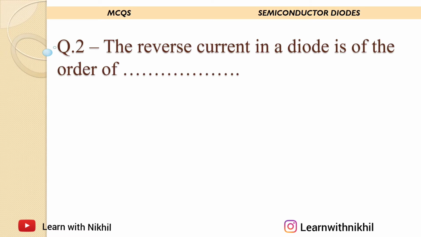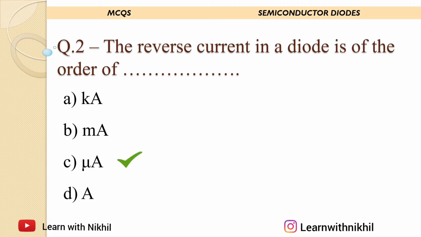Next question, the reverse current in a diode is of the order of kiloamperes, milliamperes, microampere or amperes. So the answer is microamperes.